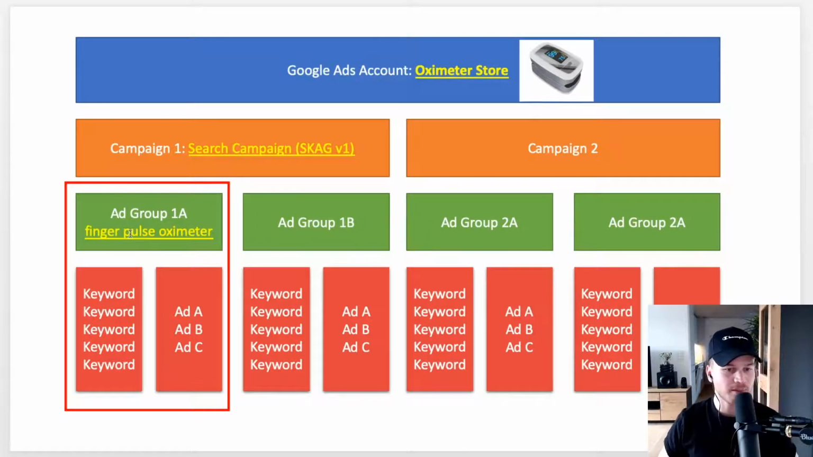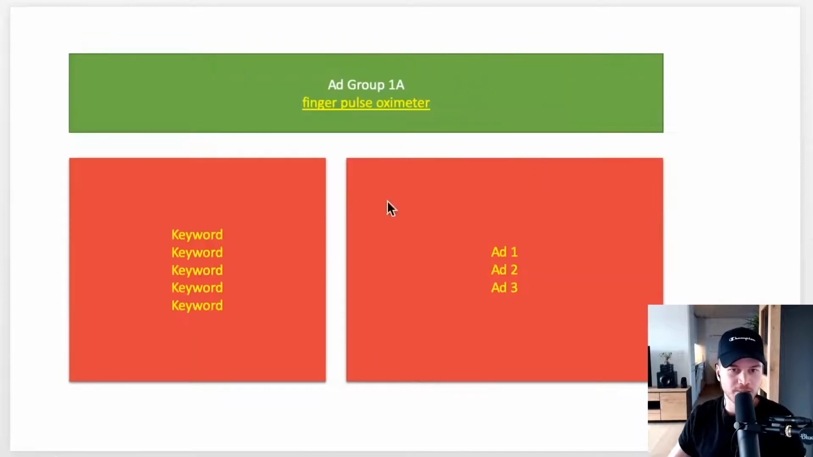And we're going to do that by achieving the highest quality score and by creating the most relevant ads for the keywords that we are targeting. So for example, let's look at this ad group right here. We are targeting with this ad group finger pulse oximeter. So each ad group is dedicated to one keyword. So for each keyword that I want to target, I'm going to create a separate ad group.